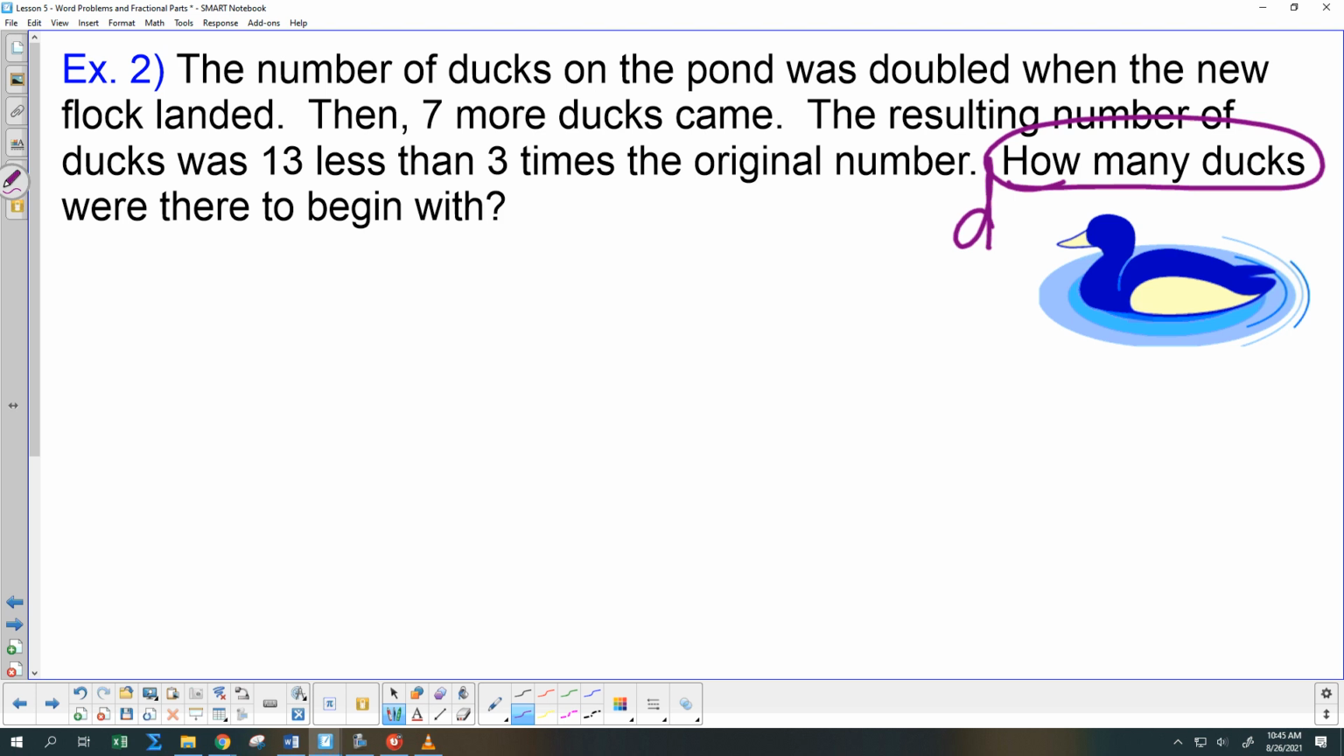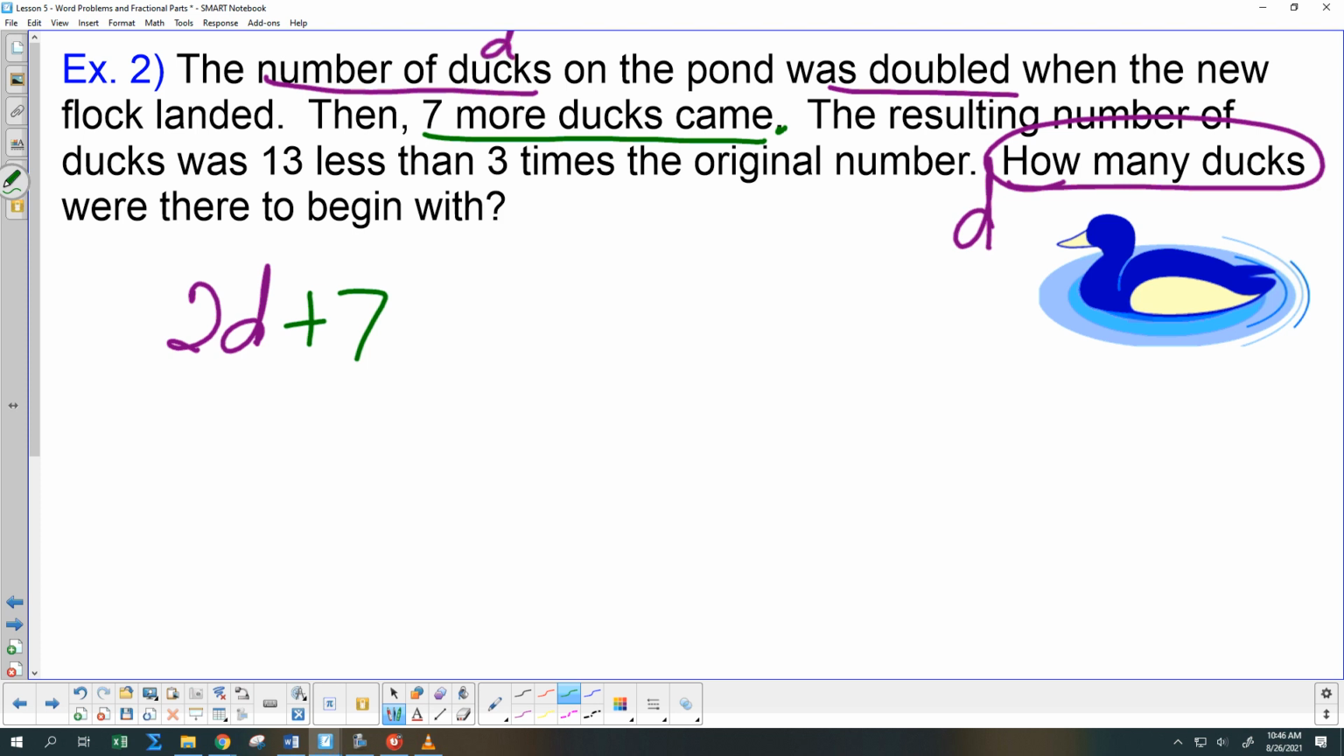So I am going to let that be D for my variable for ducks. Then I'm going to go back and start trying to figure out what's going on. So the number of ducks, I just said that's going to be my D. And that was doubled. What do I do when I double something, everybody? Times 2. So 2D. So the number of ducks on the pond was doubled. So that was 2D. Then 7 more came. So if more come, what do I need to do? Add 7. Okay, so that's how many I have at the end of sentence 2, right? We doubled it and then we added 7.